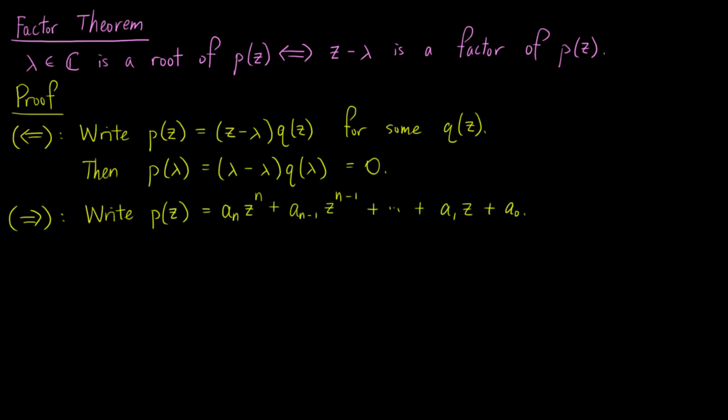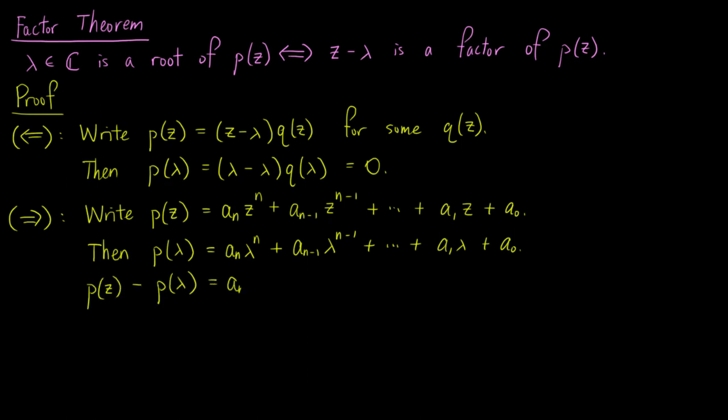We write p(z) equals a_n z^n + a_{n-1} z^{n-1} + all the way to a_1 z + a_0. By substituting z equals lambda, we have p(lambda) equals a_n lambda^n + a_{n-1} lambda^{n-1} + all the way to a_1 lambda + a_0. So p(z) minus p(lambda) equals a_n times (z^n minus lambda^n) plus a_{n-1} times (z^{n-1} minus lambda^{n-1}) plus all the way to a_1 times (z minus lambda).